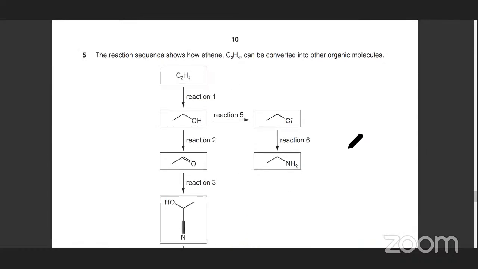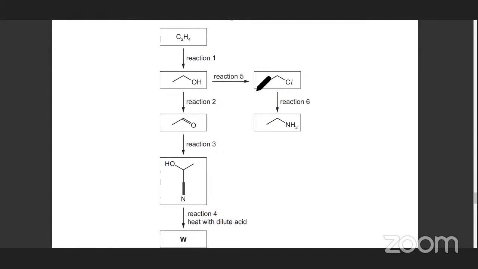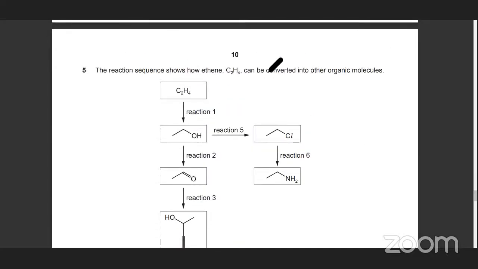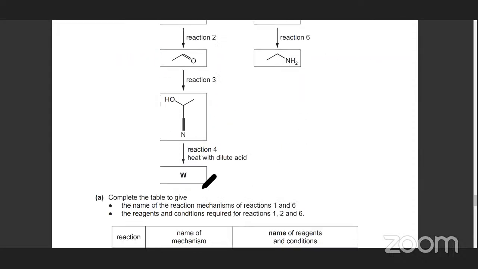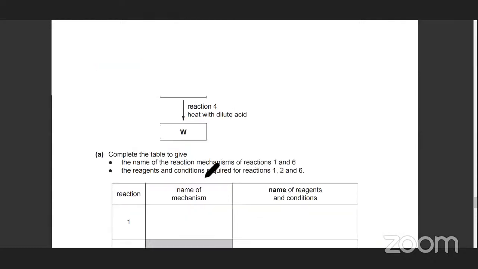So then you have number 5. Number 5 is a reaction that's going on, and now you have question number 5. The reaction sequence shows how ethene can be converted into other organic molecules. So a whole reaction sequence is given. What is asked is to name the reagents and conditions for reactions 1, 2, and 6.